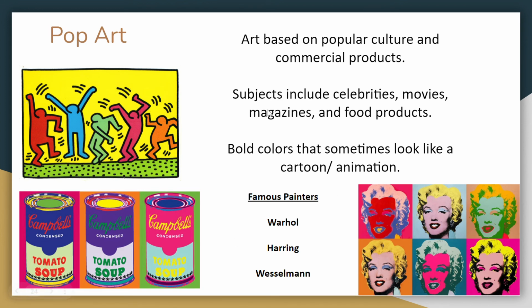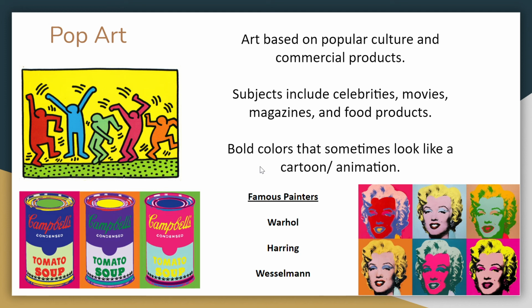And some famous painters here are Warhol. Warhol, I think, is the most famous pop artist. He painted these. Another one is Keith Haring. Keith Haring did these kinds of paintings. I've seen these a lot in Korea. So Keith Haring made these kinds of cute, simple, cartoony people. They all look very, very happy. And there's also Wesselman. I don't know Wesselman, but he is another famous pop artist painter.